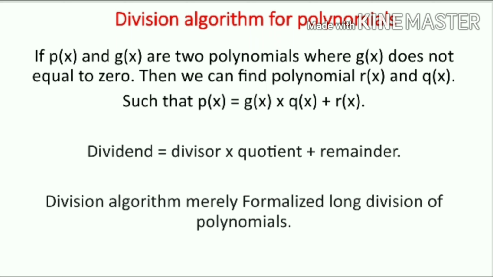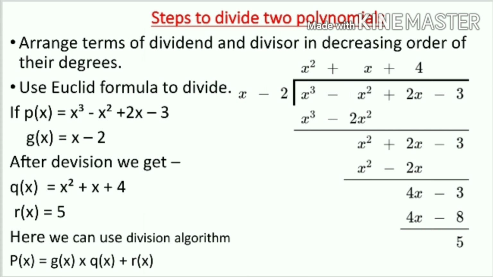If p(x) and g(x) are two polynomials where g(x) is not equal to 0, then we can find polynomials q(x) and r(x) such that p(x) is equal to g(x) multiplied by q(x) plus r(x). We know dividend is equal to divisor into quotient plus remainder, and it is used in long division of polynomials. So just see one example, and we can learn the steps.